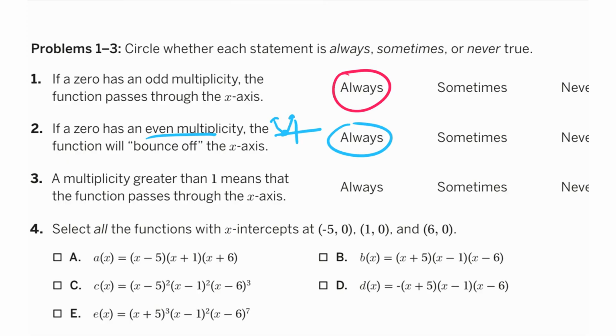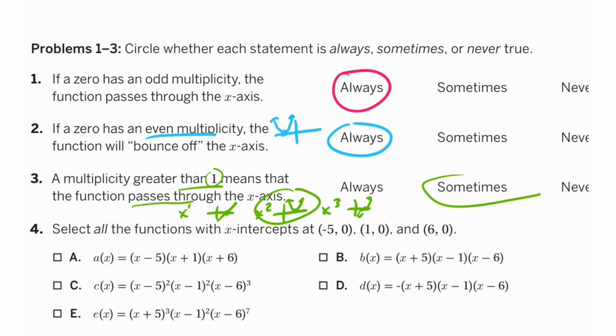A multiplicity greater than 1 means that the function passes through the x-axis. Well, power of 1 is going to pass through. Power of 2 will bounce off, like a quadratic. Power of 3 is going to be passing through like a cubic function. And so it sometimes passes through, but anytime that it's even, so the numbers greater than 1, 2, 4, 6, 8, and so on, will bounce off, where all the odd ones will be passing through. So in this one here, I would say sometimes.